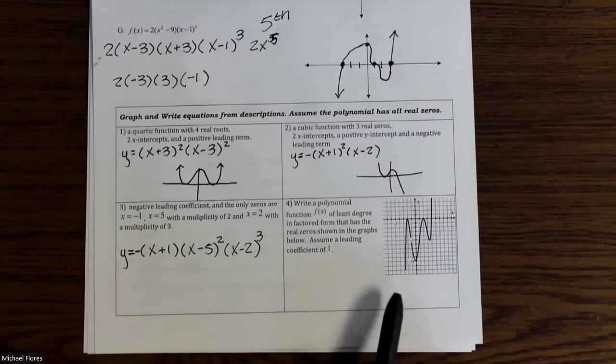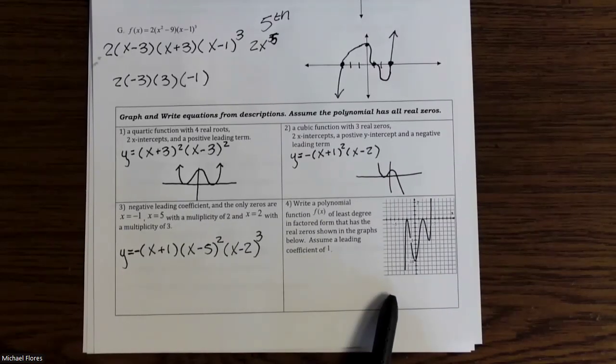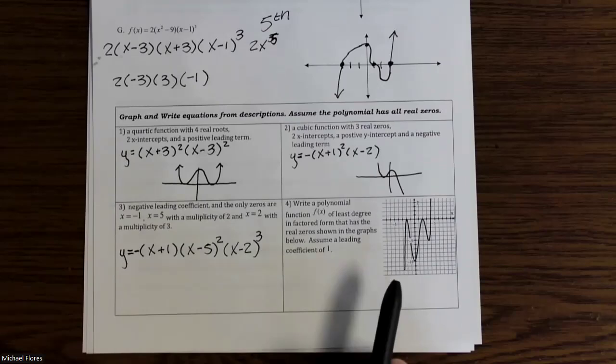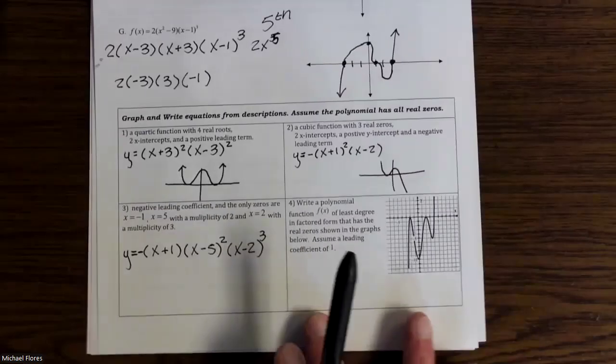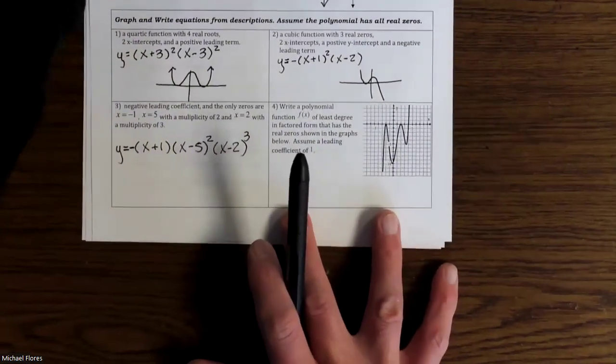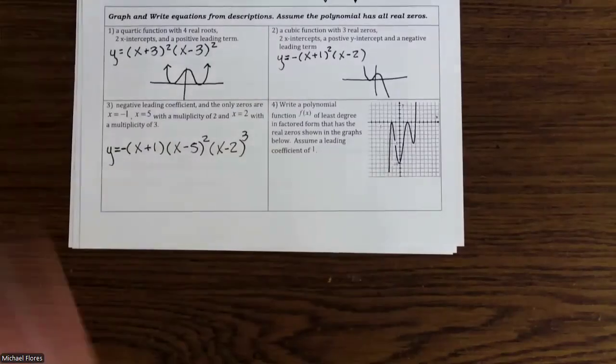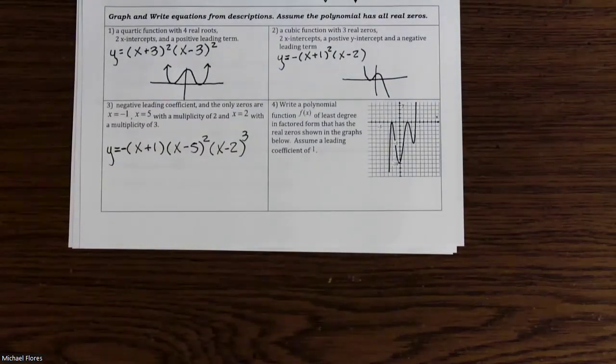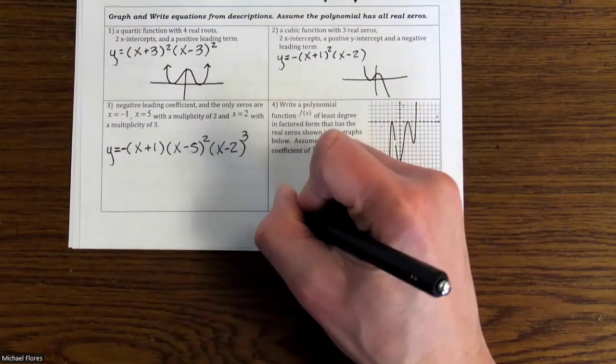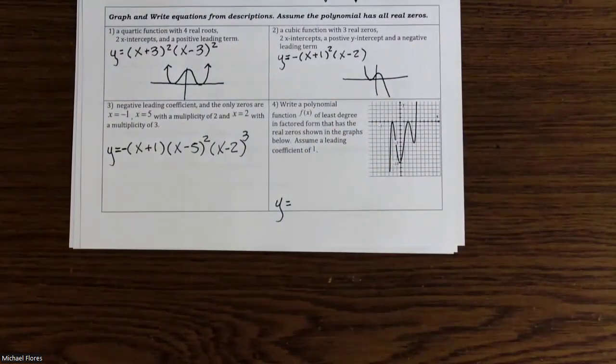The last one that we need to end on here is example 4, because they love throwing this stuff at you on tests. And these are pretty easy. I want you to get these. All right, I'm going to start reading through this one. For example 4, write a polynomial function of least degree in factored form that has the real zeros shown in the graph below and assume a leading coefficient of 1. So we're having to write what is the equation of this function.